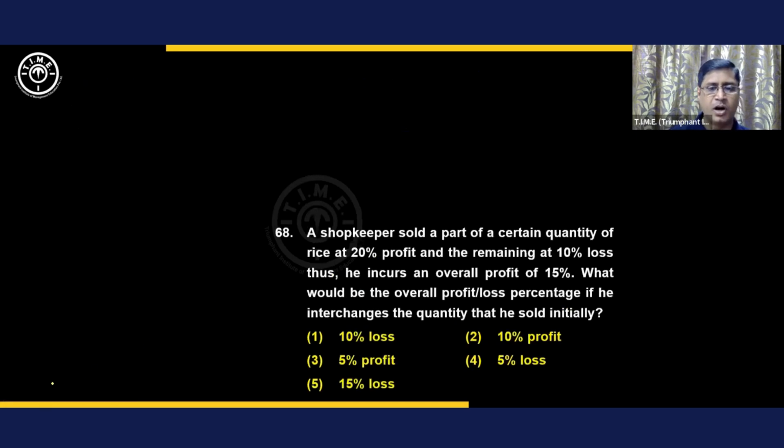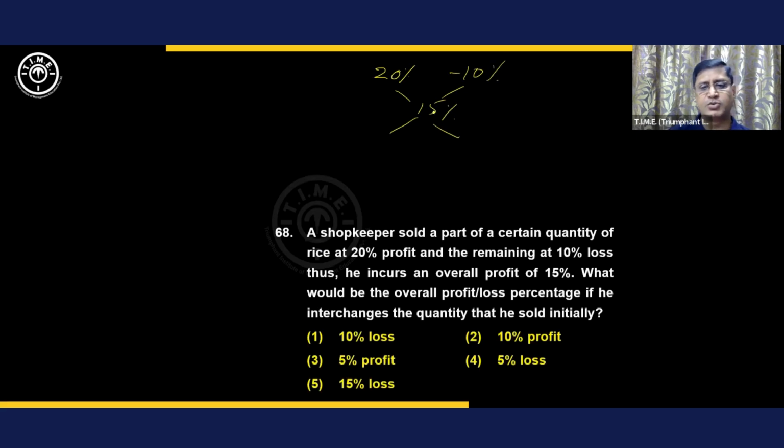Look at the next example on your screen. A shopkeeper sold a part of a certain quantity of rice at 20% profit and the remaining at 10% loss. Thus, he incurs an overall profit of 15%. What would be the overall profit or loss percent if he interchanges the quantity that he sold initially? Now 20% profit and 10% loss. And what is the overall? Overall makes a profit of 15%.